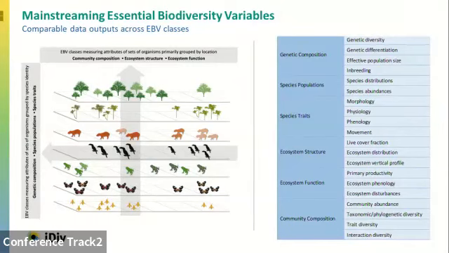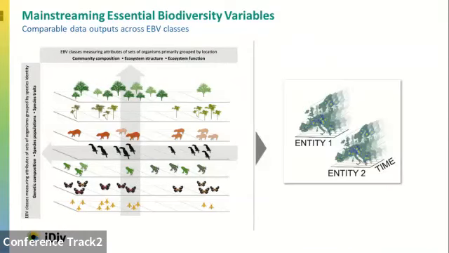So GEO BON has cataloged all that variability of information in different EBV classes: genetic composition, species populations, traits, ecosystem structure, function, and community composition. For each of them, we have identified essential biodiversity variables that are critical to monitor biodiversity change. In terms of data, this is very challenging to handle because we are speaking about different dimensions of biodiversity, and in each of these dimensions we are also addressing different entities.